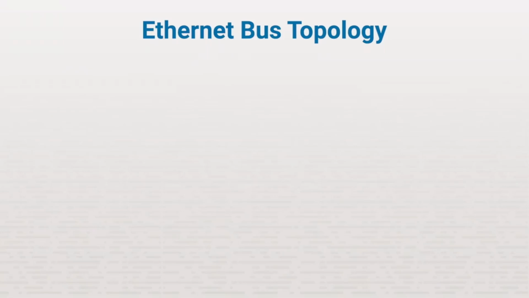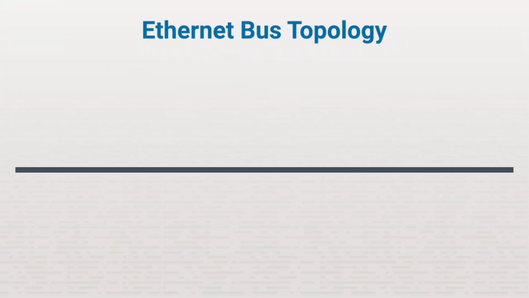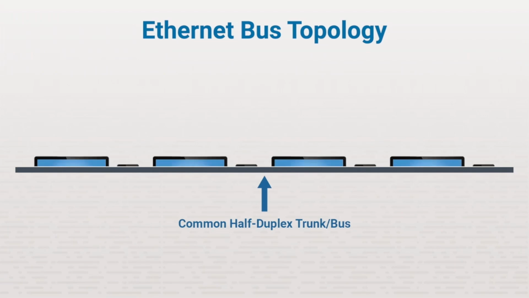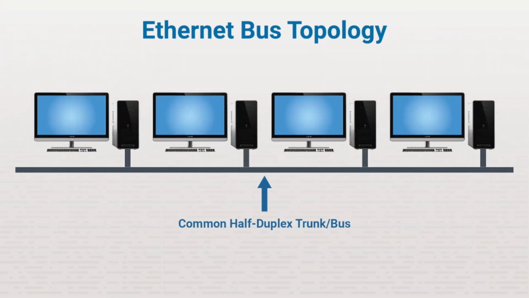Older Ethernet standards used a physical bus topology where you had a single common half-duplex trunk, also called a bus, that all network devices connected to. If you encounter this topology, it's important that each end of the bus is terminated, which prevents the signals from reflecting off the end of the transmission line.